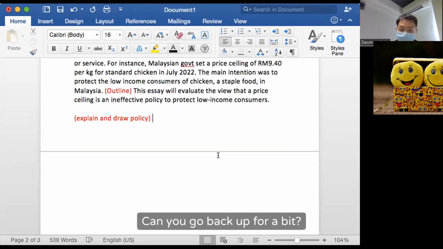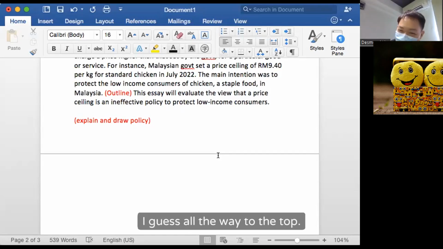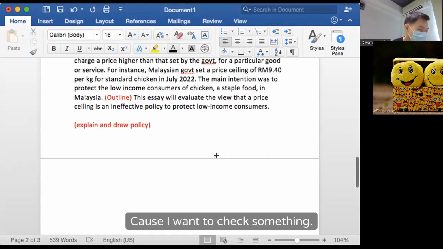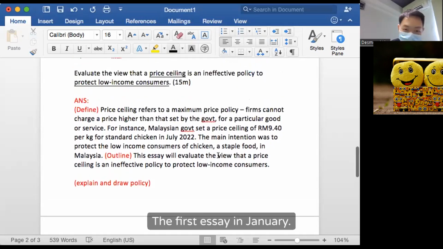Sorry, can you go back up for a bit? Can. Like this. All the way to the top, because I want to check something. Okay. All the way to the top. Right. The first essay in January.